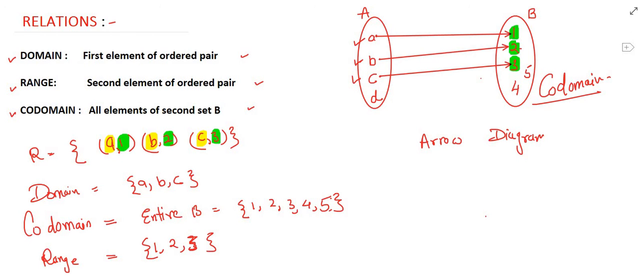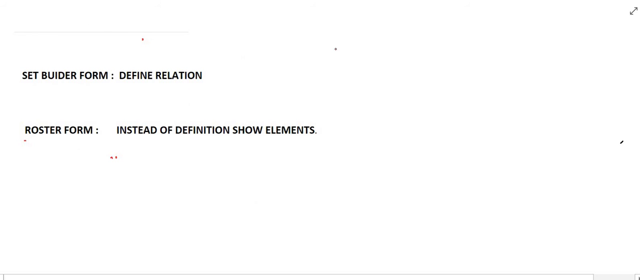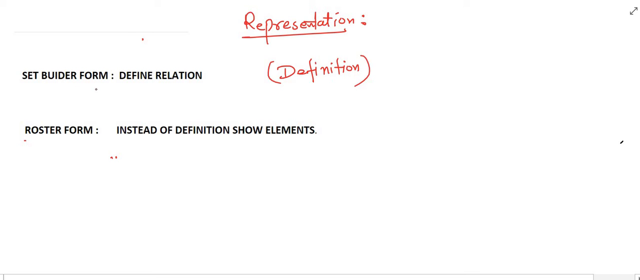Now we will learn how to represent the relations. So there are two ways of representation: set builder form and roster form. Set builder form just looks like a fancy name, but it is nothing but a definition. If we are giving the definition of a relationship, we call it set builder form. In roster form, instead of giving a definition, we provide you the relation.